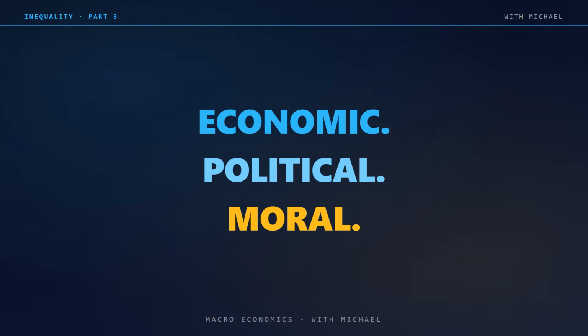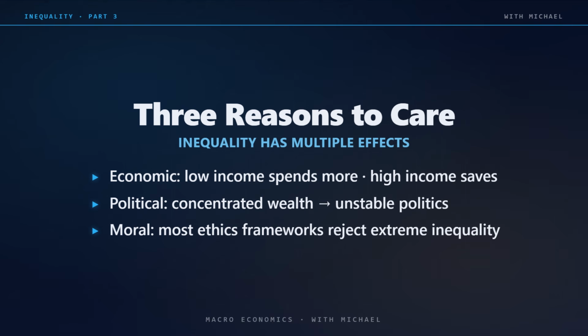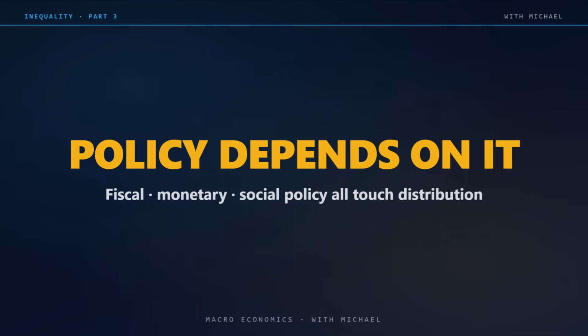Second, political. Highly unequal societies tend to be politically unstable. Concentrated wealth often translates into concentrated political power, which generates resentment, populism, and sometimes violent conflict. Third, moral. Most ethical frameworks consider extreme inequality unjust, regardless of its economic or political consequences.